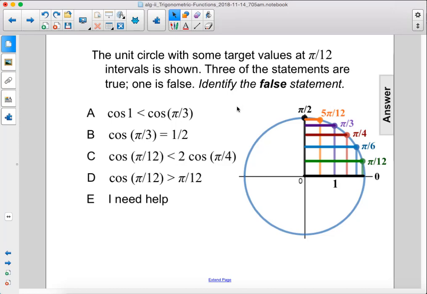The unit circle with some target values at pi over 12 intervals is shown. Three of the statements are true, one is false. Identify the false statement. Cosine of 1 radian is less than cosine of pi over 3.